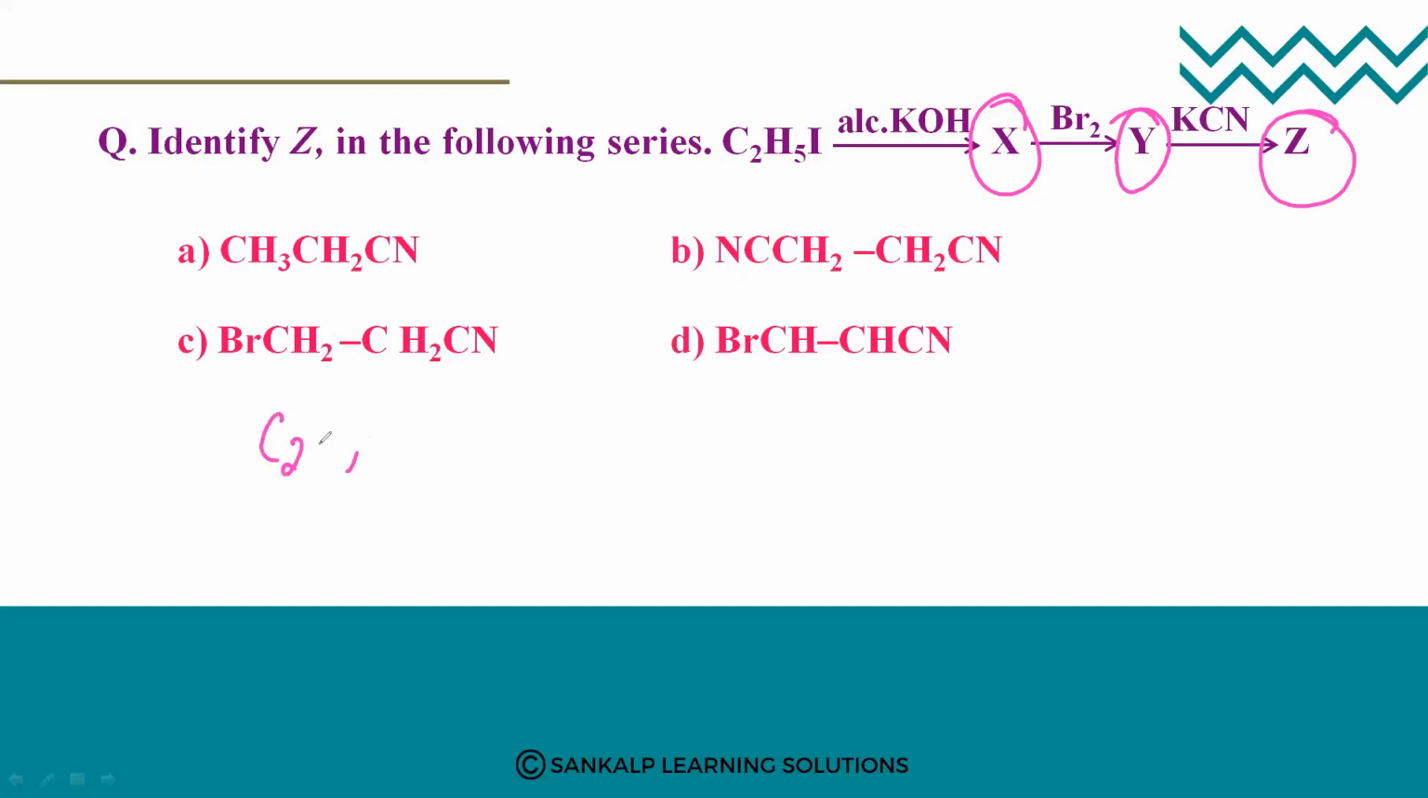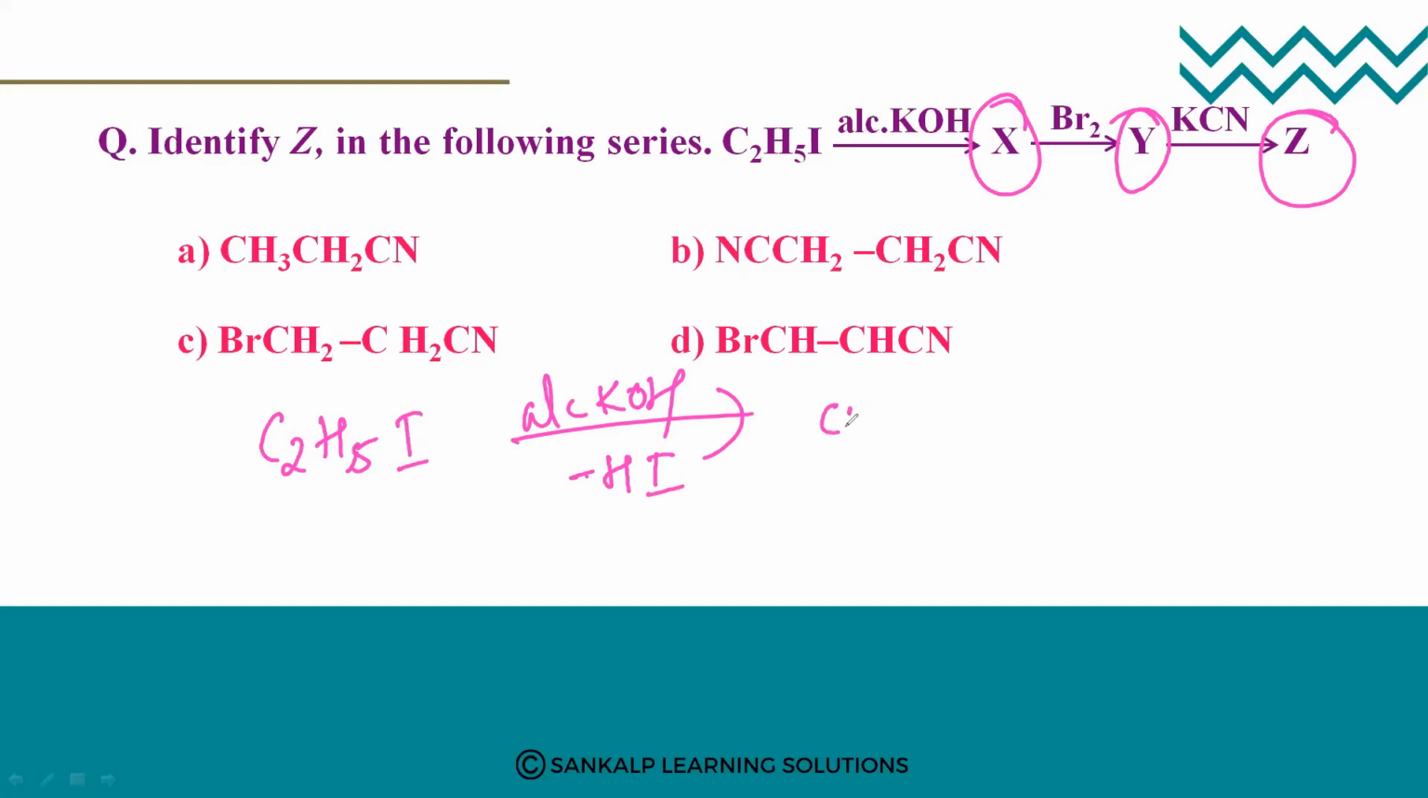So this is the series you have to follow. I'll write it here. Ethyl iodide: first you have to treat it with alcoholic KOH. What will happen here? When you treat ethyl iodide with alcoholic KOH, it will undergo dehydrohalogenation. So there will be elimination of one hydrogen and the halogen atom.